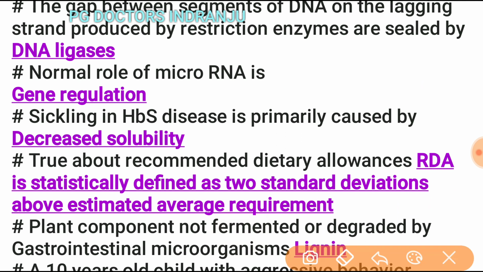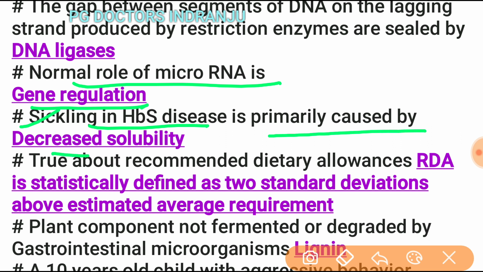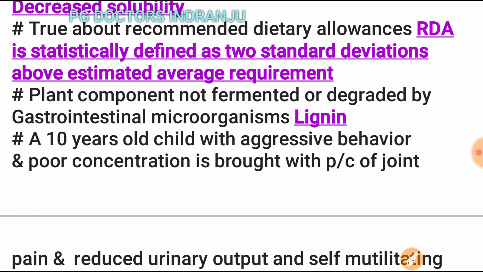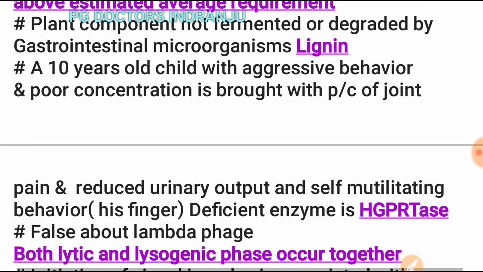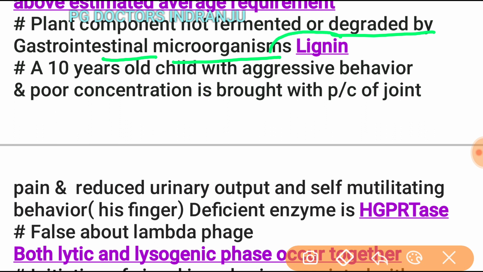Next, the normal role of microRNAs is gene regulation. The sickling in HbS disease is primarily caused by decreased solubility. What is true about the recommended dietary allowance, the RDA, is that it is statistically defined as 2 standard deviations above the estimated average requirement. The plant component not fermented or degraded by GI tract microorganisms is lignin. This is also many times repeated in AIIMS PG, NEET PG, FMGE, and DNB.